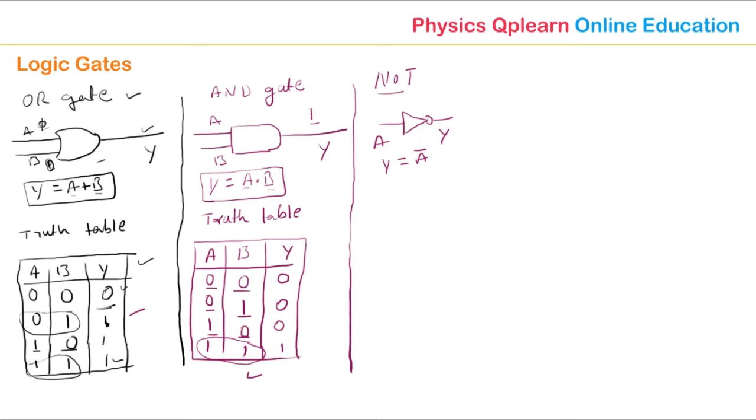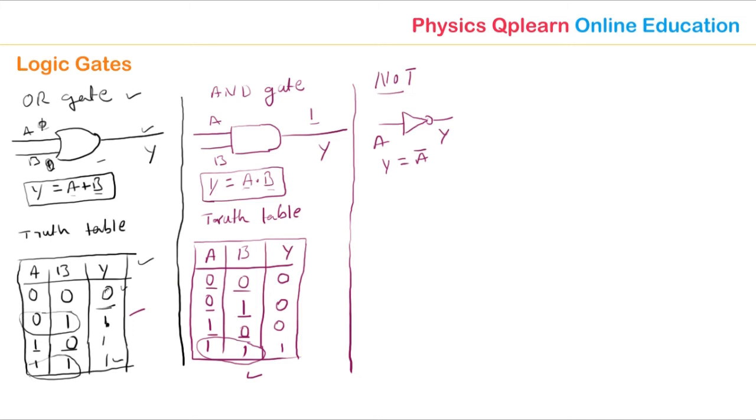Reversing means, for example, if the input is 0, it converts into 1. If you send the input low, it converts into high. If you send the input high, it converts into low. Whatever signal you supply at the input, the output will become exactly the reverse of the input.